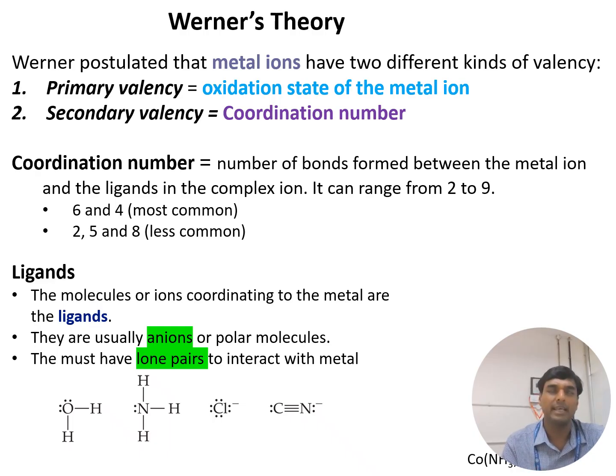Before talking about primary and secondary valency, let's first discuss ligands. What are ligands? Ligands may be neutral molecules or negatively charged. They should have lone pair ability and act as electron donors to the metal ions. For example, water, ammonia, chloride ions or cyanide ions.